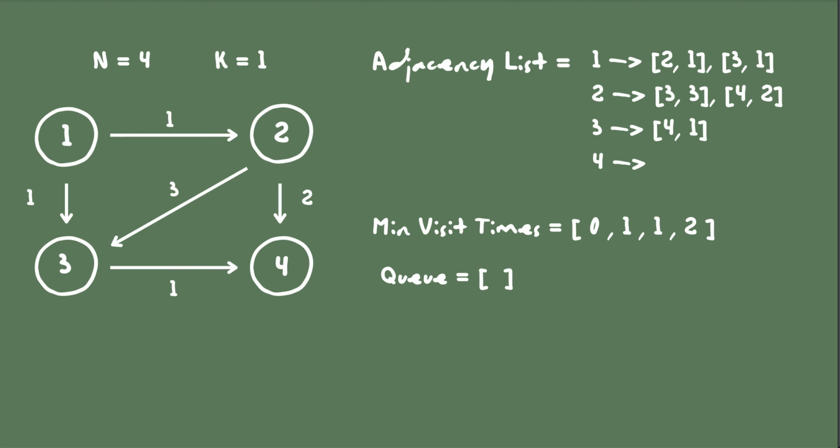And that's pretty much it for our algorithm. Once we reach 4, that doesn't have any adjacent edges, so we wouldn't do anything for it. The last thing we want to do is look at our minimum visit times and see which one is the largest. So clearly we can see 2 is the largest here. So we select 2 as our return value because that is the longest signal.